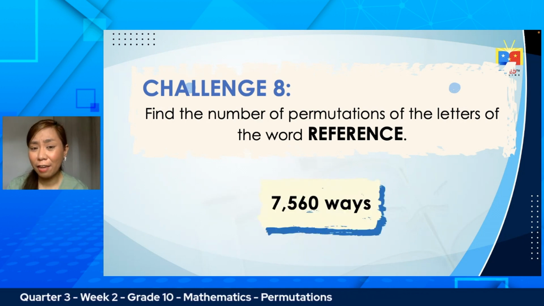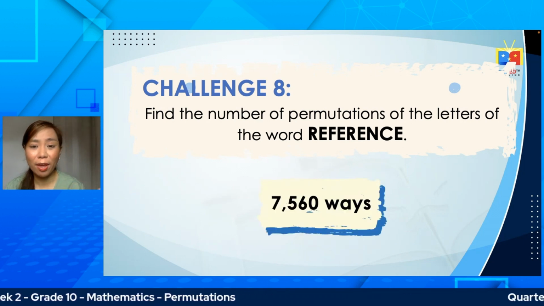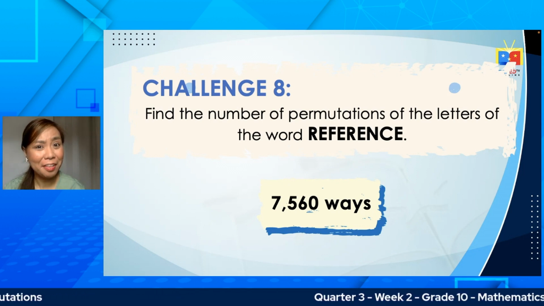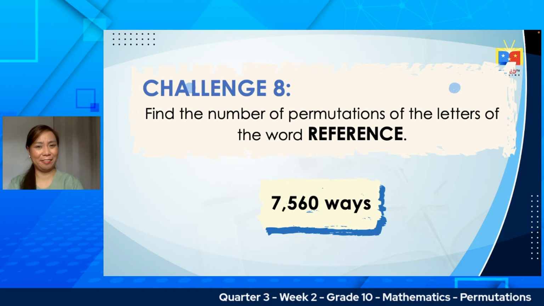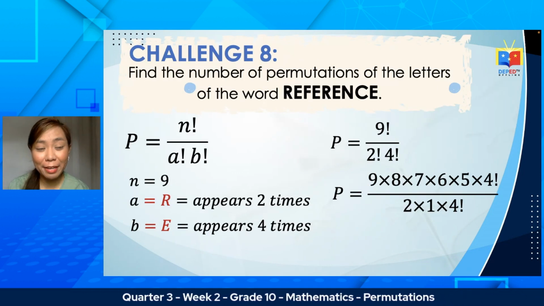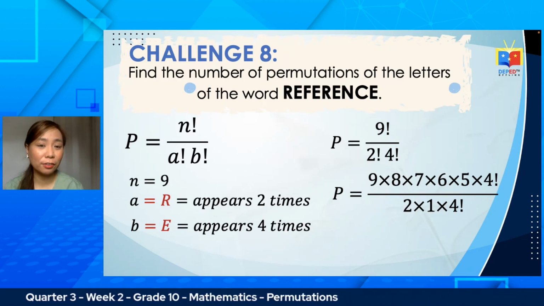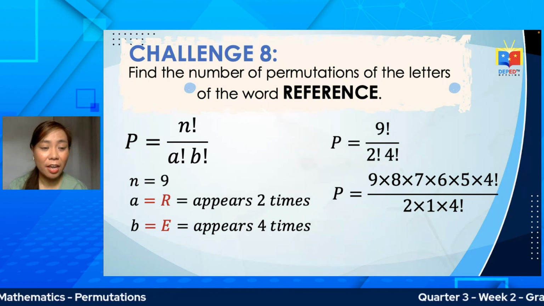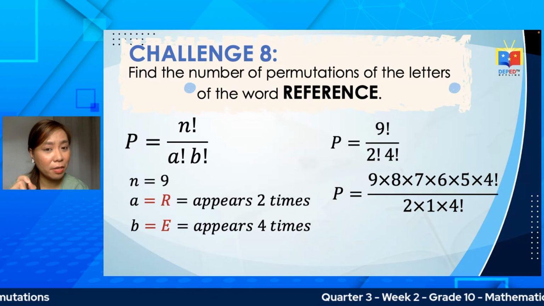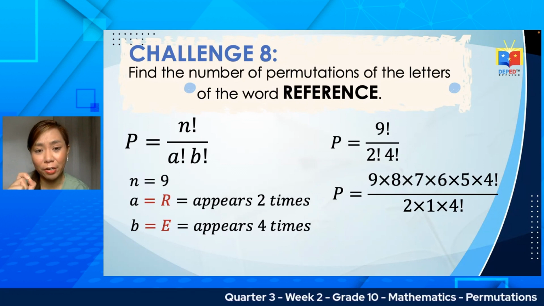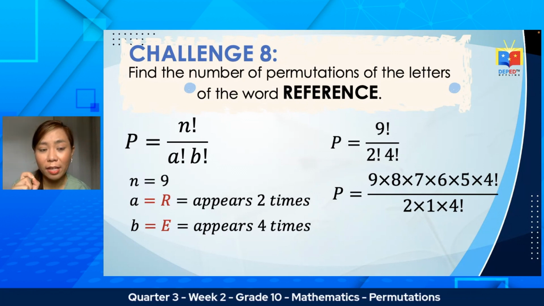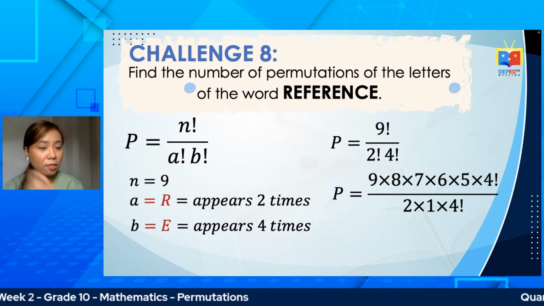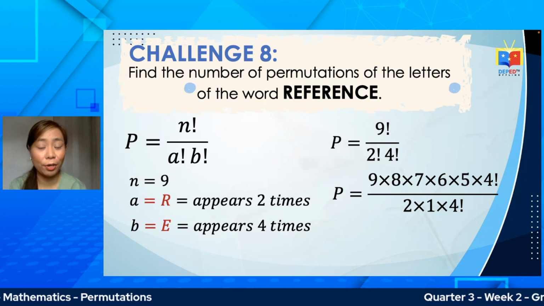Did you get 7,560 ways to arrange the letters of the word reference? Then you're doing just great. Don't forget our formula. P is equal to n factorial over a factorial b factorial. As you can see, we will only be using a and b because the only letters that appear more than once are R and E. R appears twice and E appears 4 times.